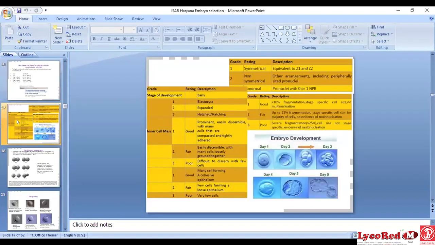So there is the Gardner method, and there are many established methods as per the Istanbul consensus for how we grade the embryo. So if we are checking the embryo on day 3 or day 5, there are specific criteria to be considered to grade the embryo, whether this embryo is grade 1, grade 2 or grade 3.